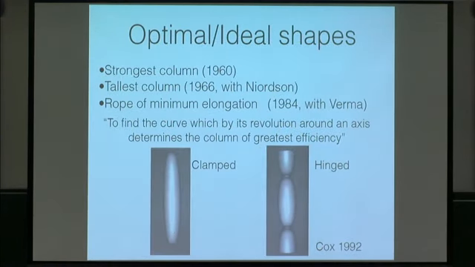Now, the other set of problems is about optimal or ideal shapes. This is a good story, actually. His first paper is on the strongest column. So what is the strongest column? Well, in the words of Lagrange in 1773, it is to find a curve which, by its revolution around an axis, determines the column of greatest efficiency. Essentially, you try to maximize the buckling load for a given volume. It's a tough problem. Lagrange's result was that it was a cylinder, which is wrong.